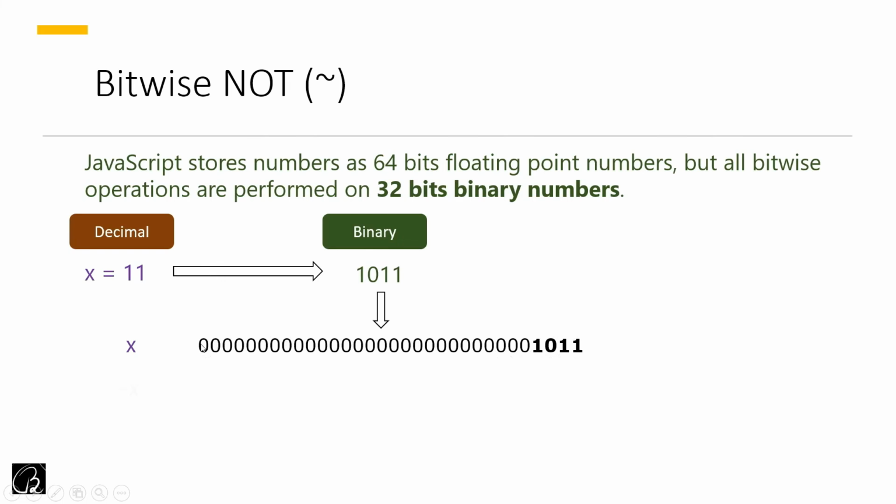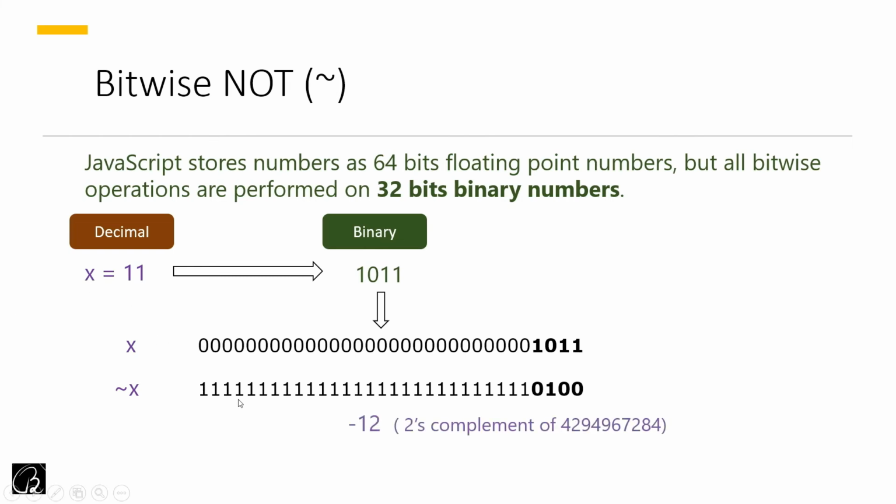The rest other bits would be 0. So now if I try to flip it, if I try to use bitwise NOT, then all the bits will be changed, right? Like all the first leading 0 bits will be converted into 1, and then we will get something like -12. So here -12 is nothing but 2's complement of this number, this big number. So here the leftmost bit would be used for sign purpose.